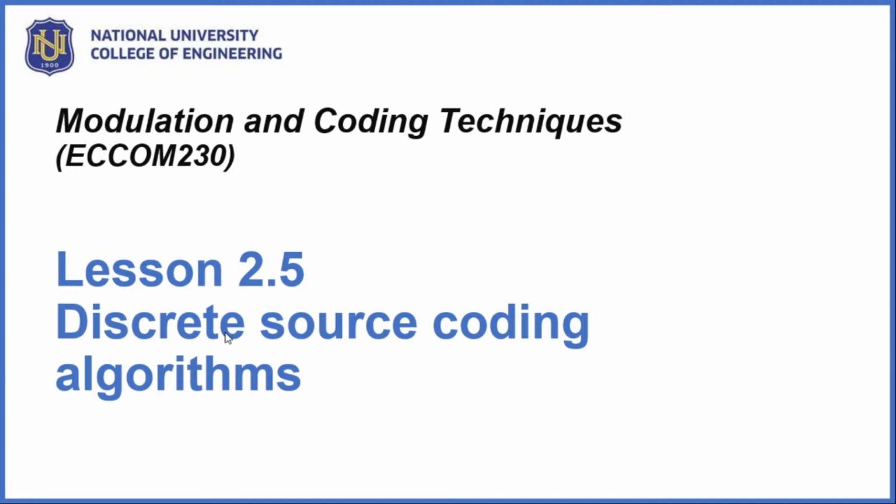So at this point, we will now discuss the algorithms that can be used to synthesize discrete source codes. We will limit our discussion to the generation of source codes for discrete memoryless sources, or DMSs. We also discussed in a previous lesson that there are two kinds of compression algorithms used to synthesize source codes: those algorithms that design variable length codes and those that synthesize fixed length codes. We will discuss some algorithms that implement those two classes.